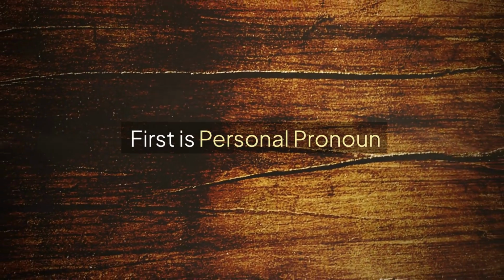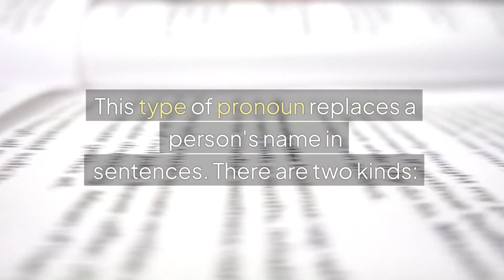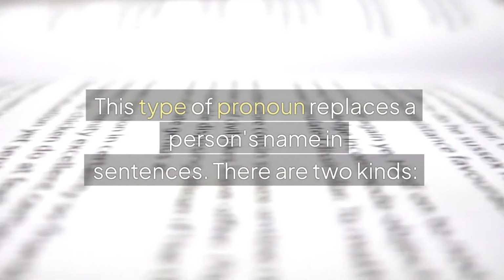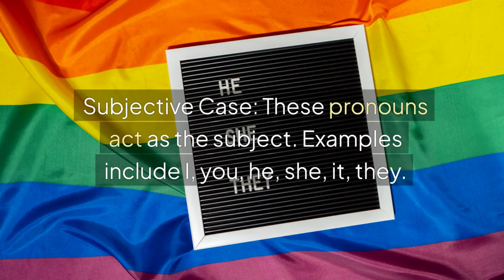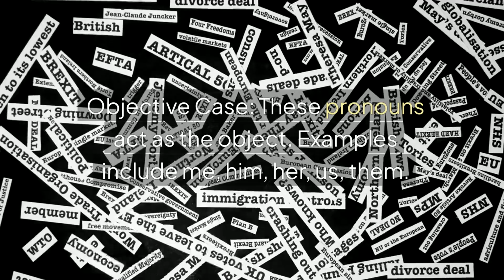First is personal pronoun. This type of pronoun replaces a person's name in sentences. There are two kinds. Subjective case. These pronouns act as the subject. Examples include I, you, he, she, it, they. Objective case. These pronouns act as the object. Examples include me, him, her, us, them.